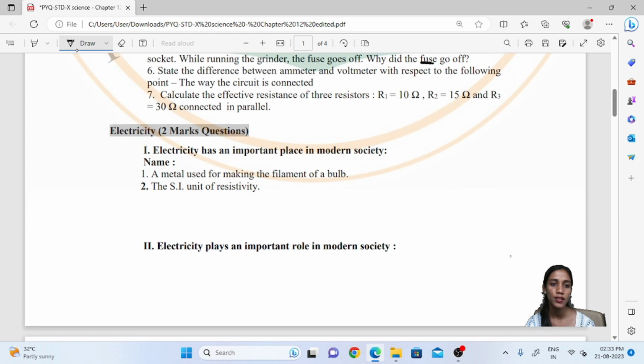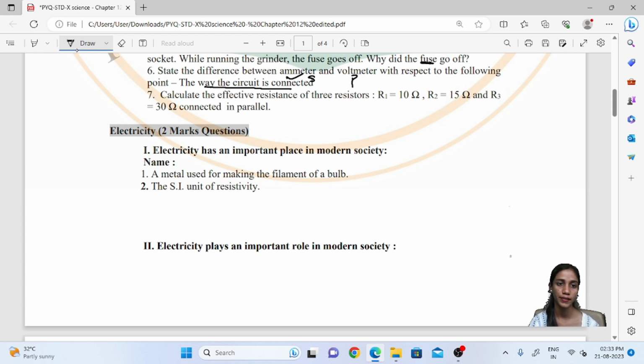Now, next is state the difference between ammeter and voltmeter with respect to the following point. What is the point? So you have to pay attention to the whole question. It says that with respect to this point, the way the circuit is connected. Okay, so you have to just give one difference with respect to this point. Now, how we will differentiate based on this point? Ammeter is the series connection, and voltmeter is connected in parallel. That's it. Ammeter is connected in series and voltmeter is connected in parallel.